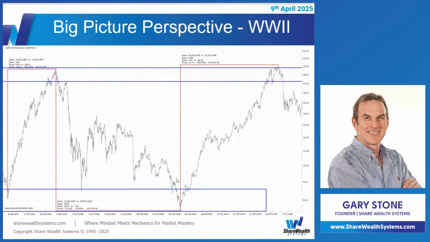Okay, let's get into the big picture perspective. So I'm going to go back and look at World War II and just give an idea of what happened here. So the story behind this picture is on the left-hand side of the chart over here. This is 1935, 36 into 37. There was a 131% rise in the S&P 500. Now, this was during the Great Depression, right?